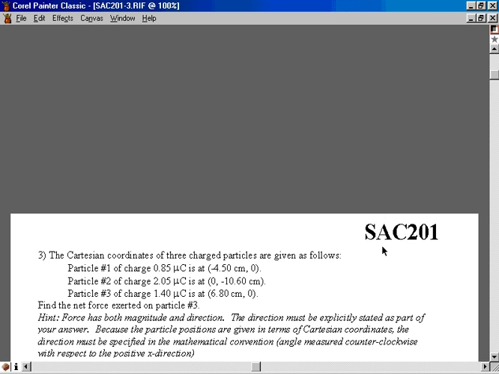SAC201 number 3. It's a Coulomb's law problem. I'll give you a chance to read it. Probably want to pause here if you want to read it thoroughly, but we've got 3 particles, and we're supposed to find the net force exerted on particle number 3 by the other 2. So these 2 are going to be exerters of the force, and number 3, the victim.